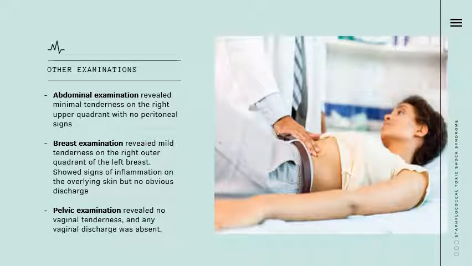Physical examinations were also done on the patient. An abdominal examination revealed minimal tenderness in the right upper quadrant with no peritoneal signs. A breast examination revealed mild tenderness in the right outer quadrant of her left breast. It showed signs of inflammation on the overlying skin but no obvious discharge. Her pelvic examination revealed no vaginal tenderness and any vaginal discharge was absent.